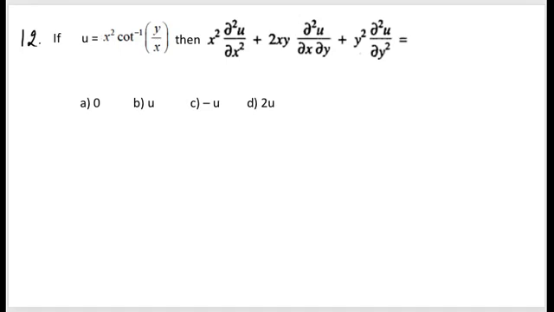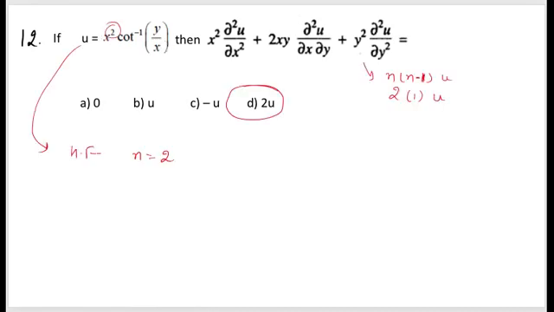And here this is a second order expression. First of all, let us ensure whether this function is homogeneous or not. It is a homogeneous function of degree 2 because it is already in the standard form, or you can say the definition form. When we see the degree, we get that u is a homogeneous function, and the formula for the double derivative in Euler's theorem is n into n minus 1 times the function. So n is 2 and 1 less than 2 is 1, so 2 into 1 into u becomes 2u, so D becomes the right option.